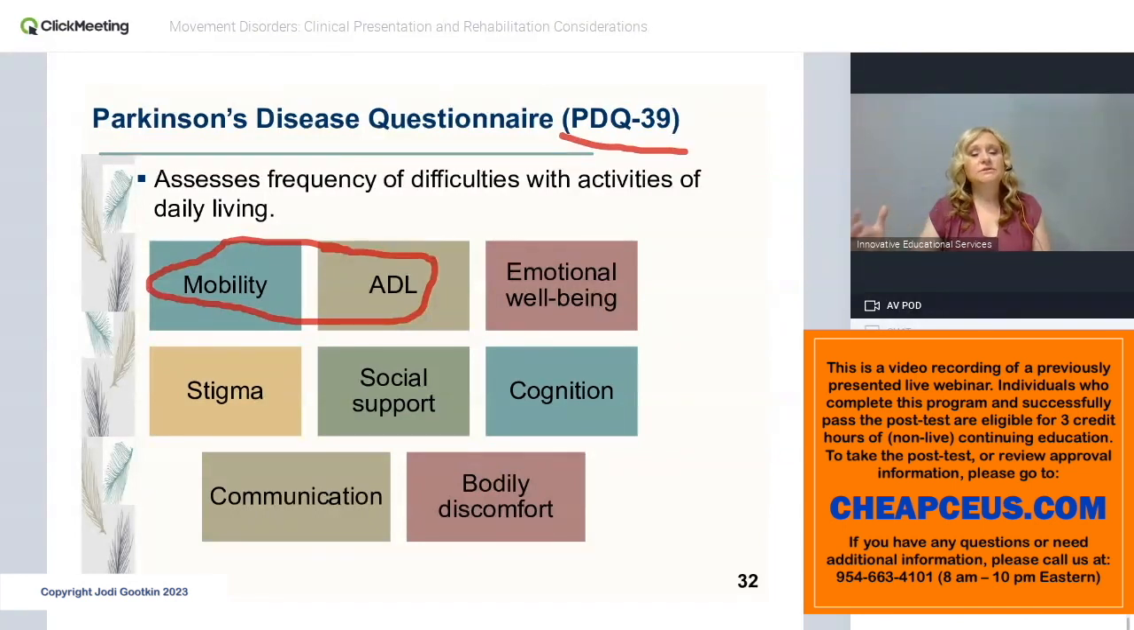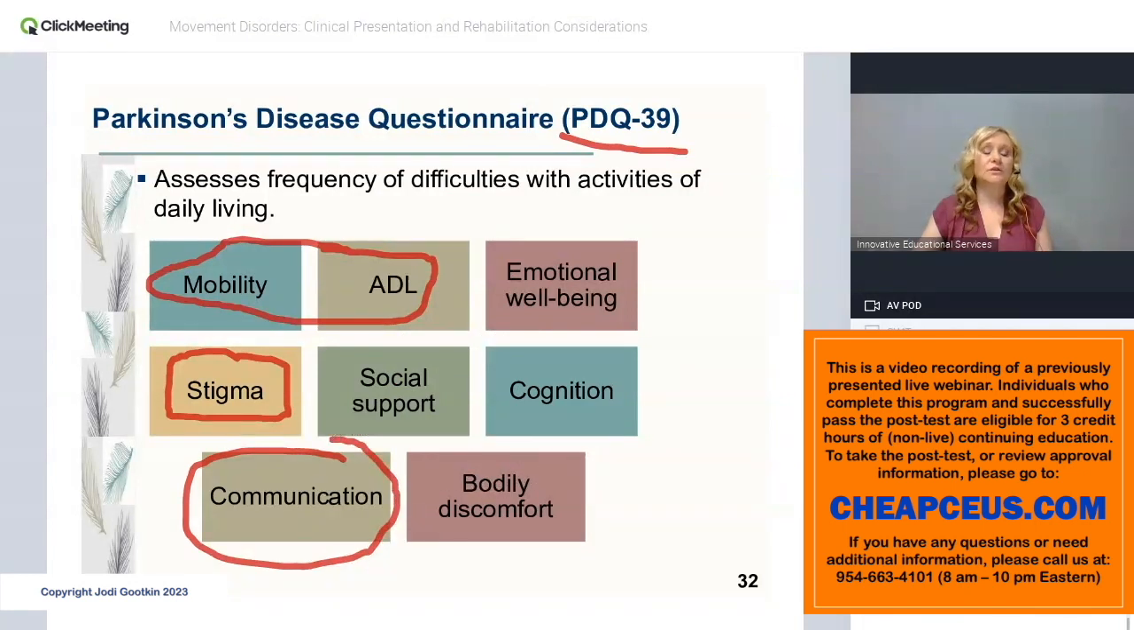But then it adds those other components, looking at stigma, that emotional component. You know, is the individual embarrassed to be in public? Do they avoid eating when they're in public? Communication skills are considered in it. Looking at speech components, pain consideration. It also incorporates cognition questions, looking at memory, hallucinations. That might be those patients that let you know they're in a more advanced stage of the disease process. And then emotional well-being that we know is important.